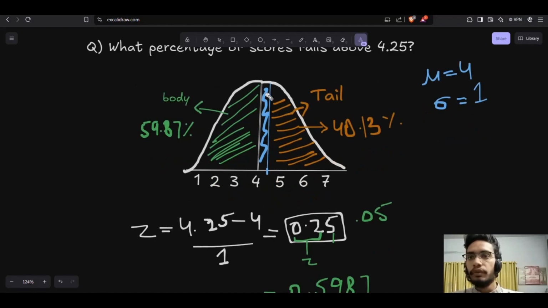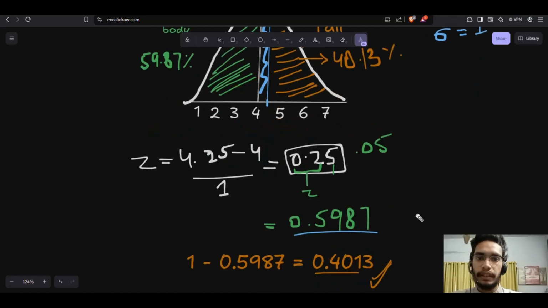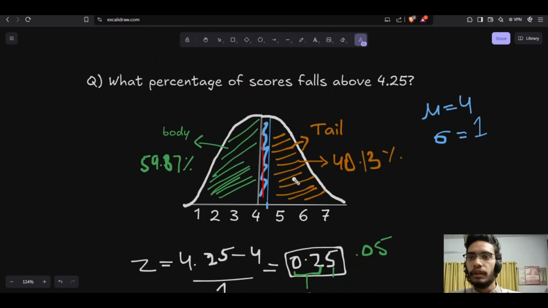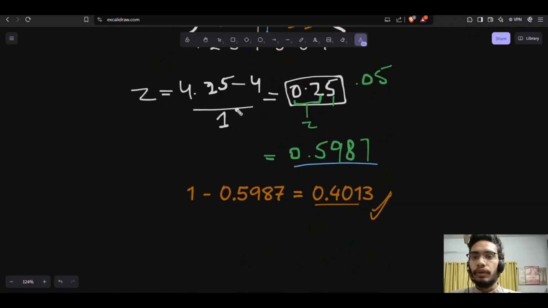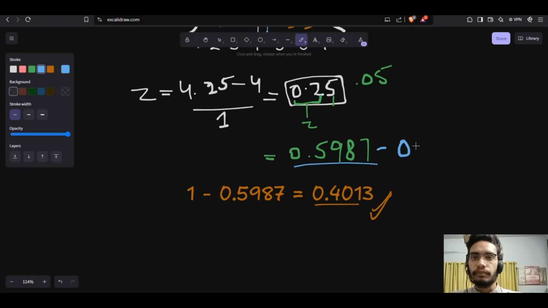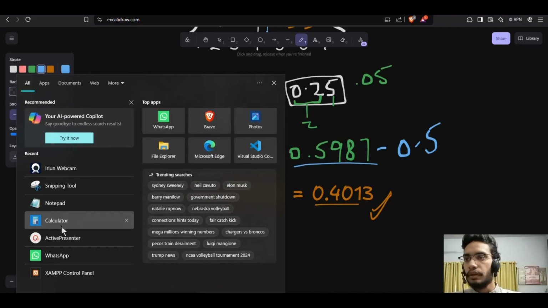So I have to find this value. I got 0.5987, which represents the total amount of data present in this region, including this blue side of the region. Green and blue combined give us 0.5987. But we only need to calculate this blue region. I know that this green region is actually 50%, so I just have to subtract 0.5.